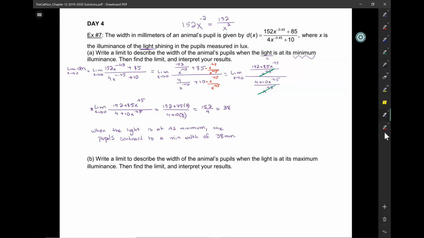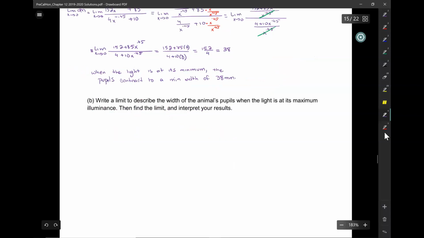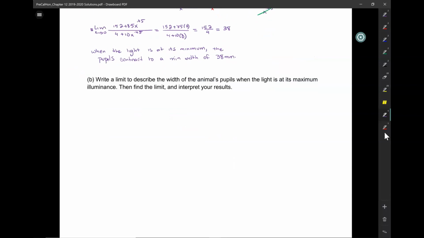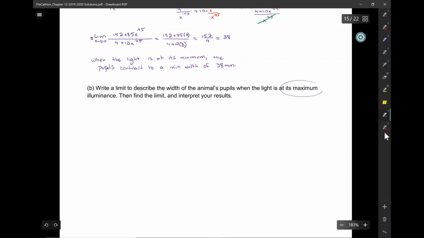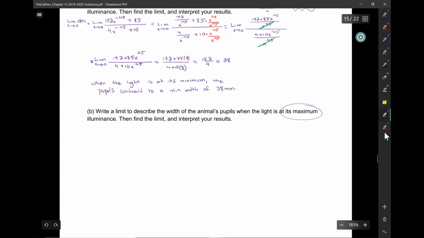Okay? All right, if we are calculus bound, and if this, like I said, is the first chapter of calculus, then we must be able to explain our results in coherent English using proper mathematical terminology and units. All right, so here it says, now write a limit to describe the width of the animal's pupils when the light is at its maximum illuminance, then find the limit and interpret your results.